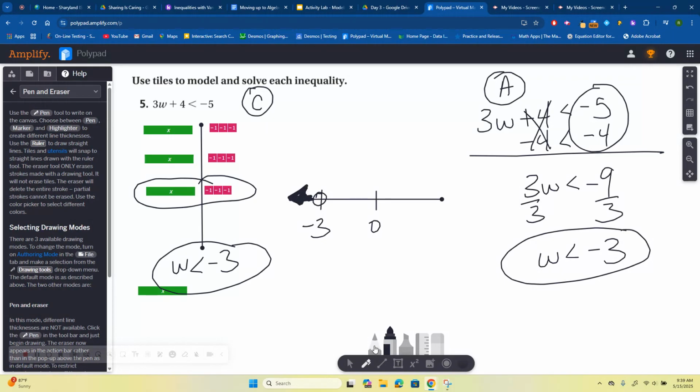Right? Use that 0 rule. Is 0 less than negative 3? No, it's not. I'm not shading this way. I have the right answer. We're good to go. That little 0 thing I like to do comes into play later when we have things like this.